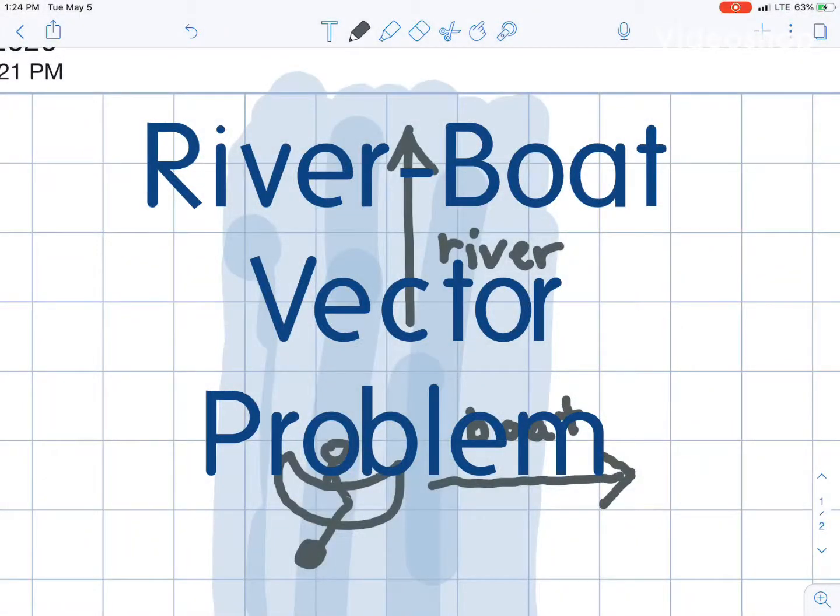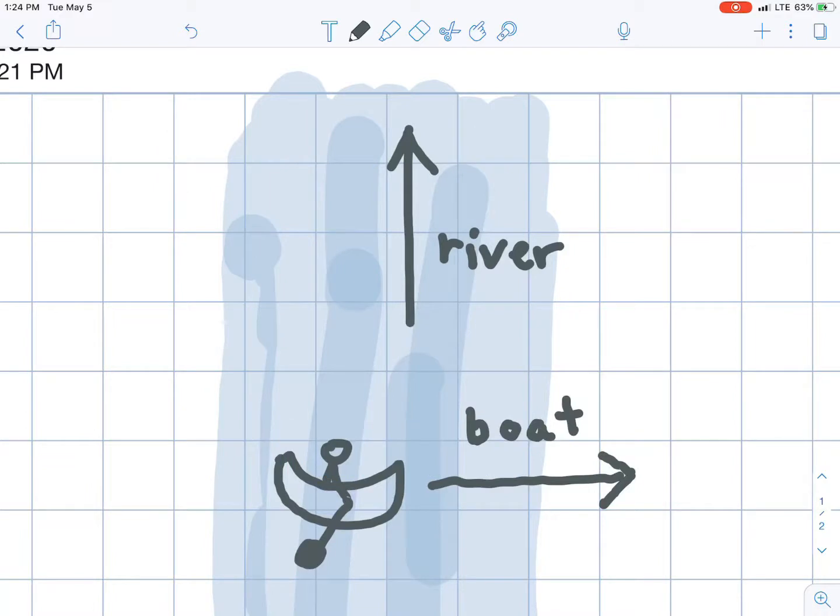Hey, we're going to talk about some riverboat problems, the classic vector problem that we all love so much. We have this boat that's going straight perpendicular across the river. And we're just going to make up a speed here. We're going to say this thing is going, let's say, 5 meters per second.